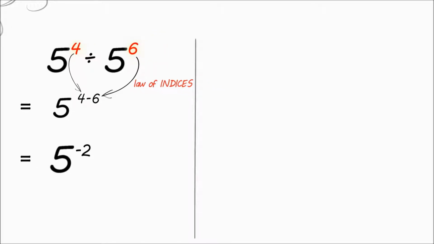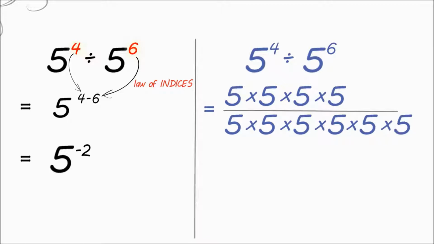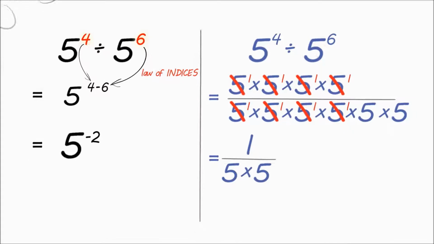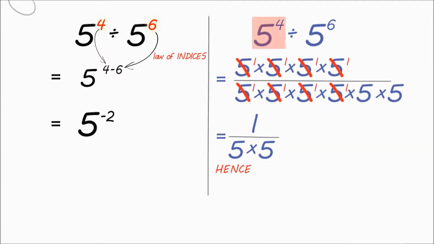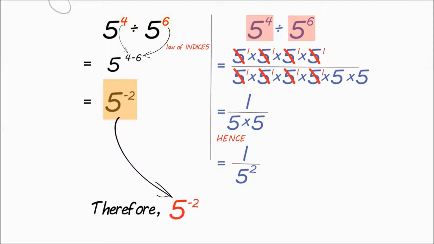On the other hand, we can simplify 5 to the power of 4 divided by 5 to the power of 6 by dividing each pair of 5 by its common factor to get 1. Notice that the numerator will only be left with 1 and the denominator is left with 5 times 5. Hence, 5 to the power of 4 divided by 5 to the power of 6 is equal to 1 over 5 squared. Therefore, 5 to the power of negative 2 is equal to 1 over 5 squared.